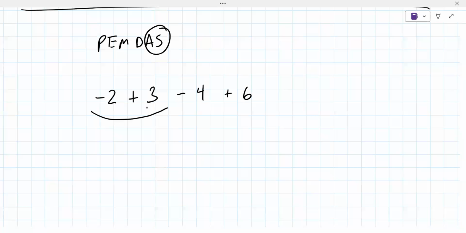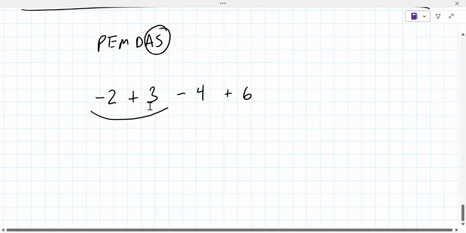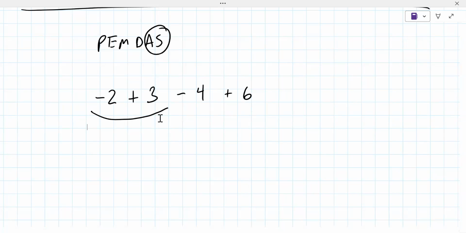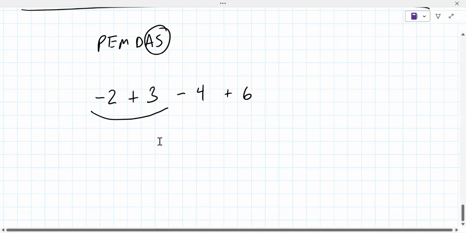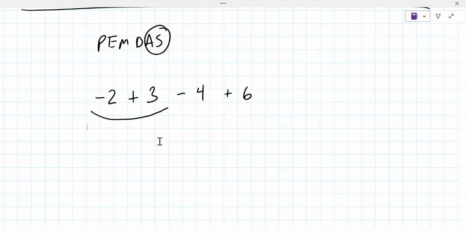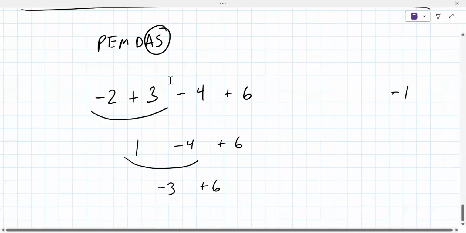So this is 1 minus 3, opposites, so 2, and then this negative. I got -1. Let's take a look here. So we got 1 minus 4 plus 6. Oh, I did the minus wrong. What do you think happened here?